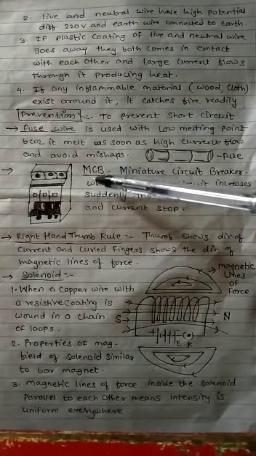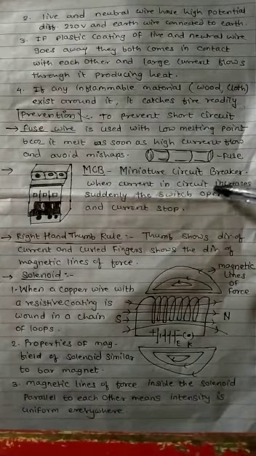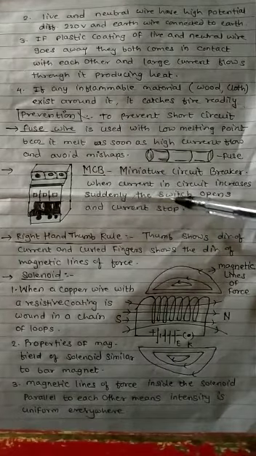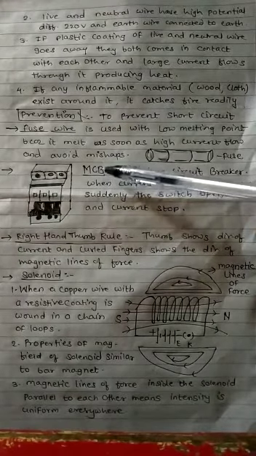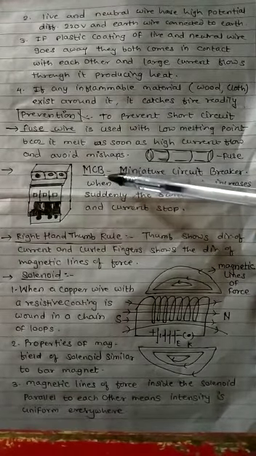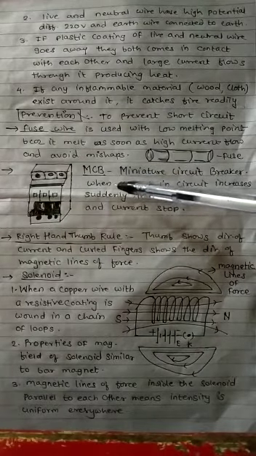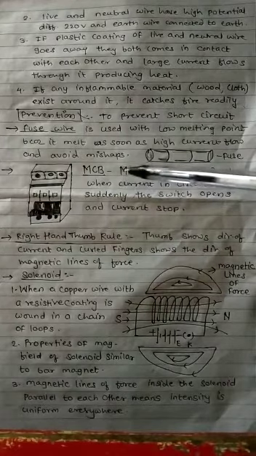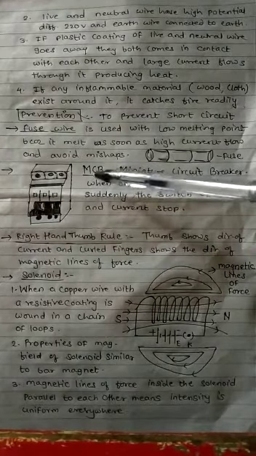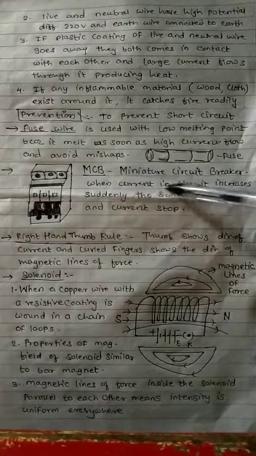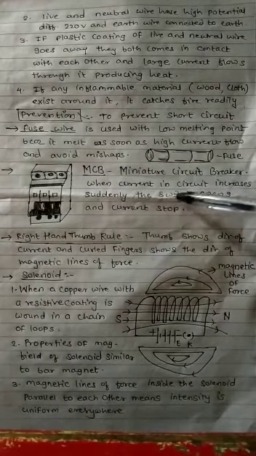What is the function of this MCB? When current in a circuit increases suddenly, the switch opens and the current stops. So this MCB is also used to prevent accidents or mishaps related to electricity, like overloading. So MCB, what is the function? When current in a circuit increases suddenly, the switch opens and the current stops.